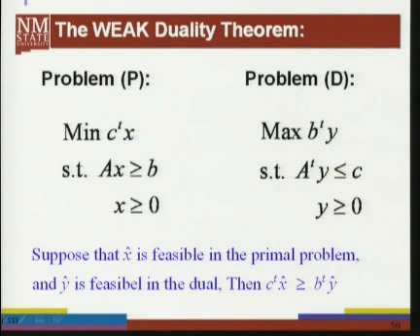Now let's reconsider the symmetric primal dual pair. Suppose that x hat is feasible in the primal problem and y hat is feasible in the dual problem. Then the weak duality theorem tells us that Cx is always greater than or equal to By. In words, the objective value of the minimization problem is always greater than or equal to the objective function value of the maximization problem in a symmetric primal dual pair. Okay?